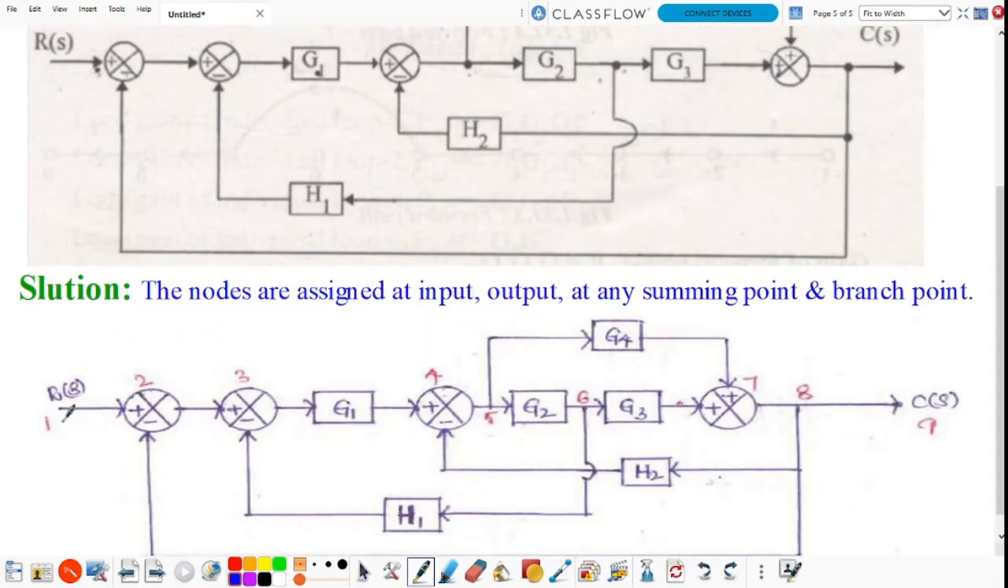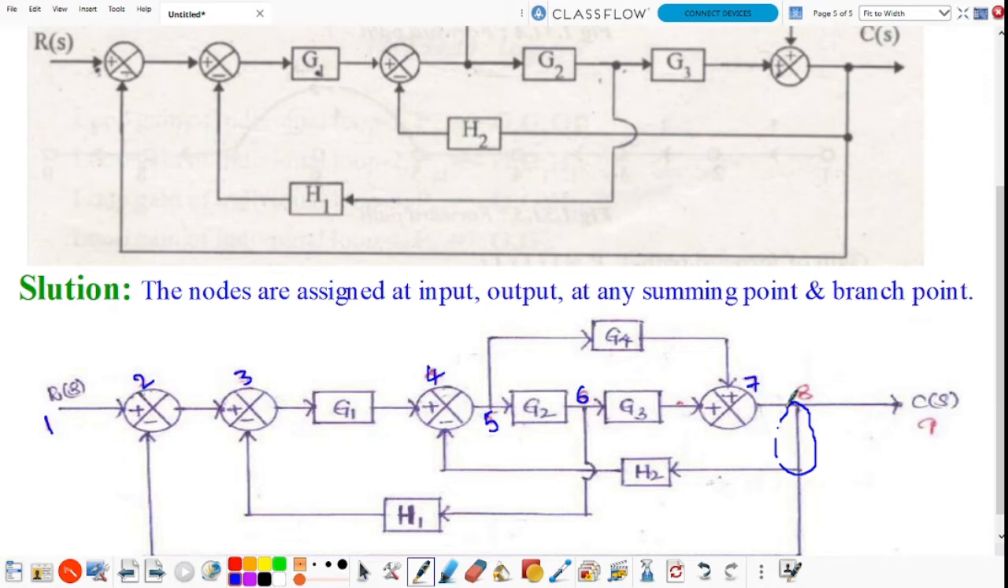The input signal is the first node, and a summing point is the second node, and this summing point is the third node, and this summing point is the fourth node, and this branch point is the fifth node, and this branch point is the sixth node, and this summing point is the seventh node, and these are branch points. So these two branch points are considered as a single branch point.